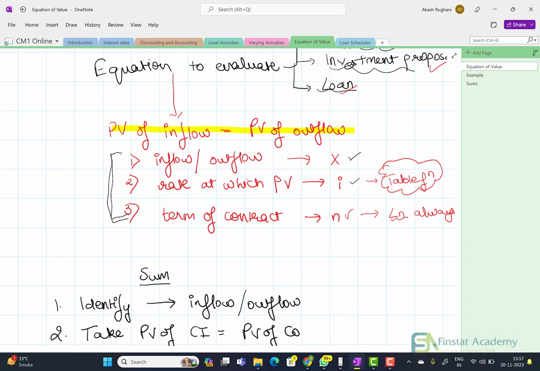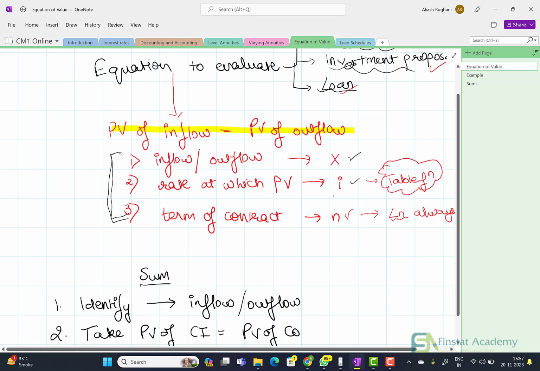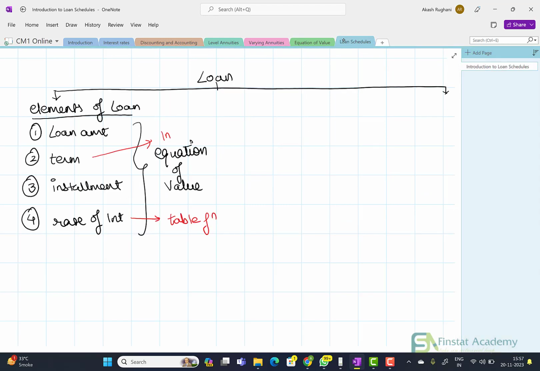Whatever we did in equation of value basically comes here again. Inflow equals outflow, where X may be either the loan amount or the installment. For i, we already discussed the table function, and if it's the term of the loan, we typically find n by taking natural logs, or the logs of both sides. So this is one part that we already discussed in equation of value, and it will come again in a loan.